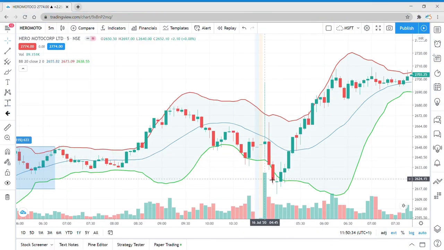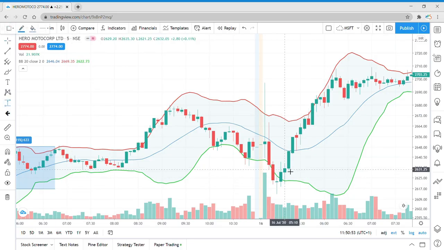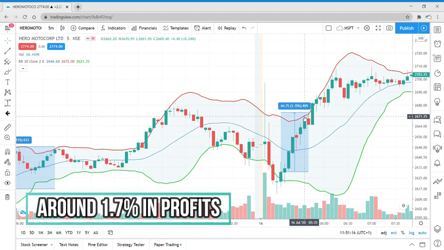Take a look over here friends, the price broke the lower bands but ended up coming back to it. So if you were to buy anywhere here, you'd sell over here, right? Because that's where the price hits the upper band. So let's see how much profit you'd get on this trade. In this trade you'd get 1.7% in profits.